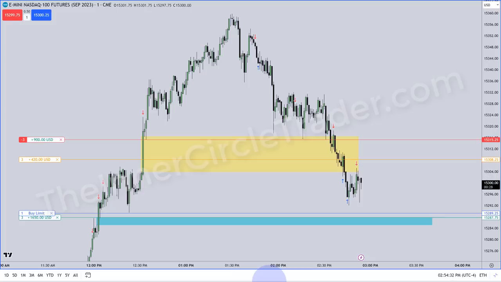I don't trust those dojis. This is promoting the idea that this is going to turn and go higher. That's not the case. Marks on eat right over top of this, run right over top of it, and go right into this area here. Might want to kiss the bottom of that.